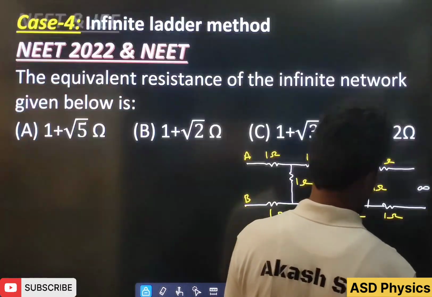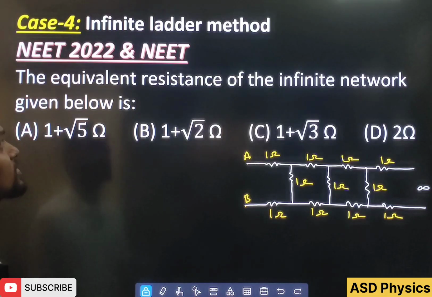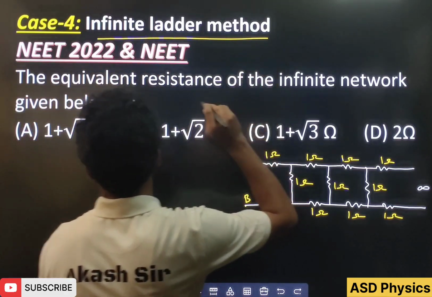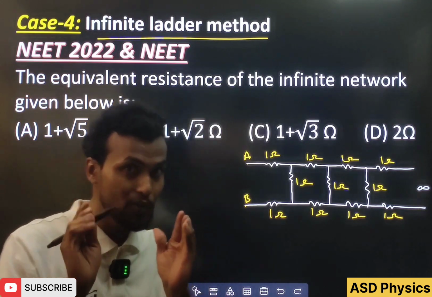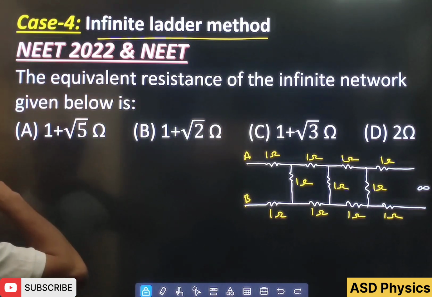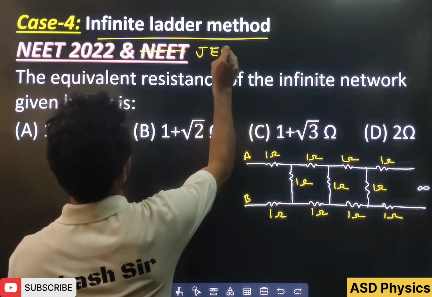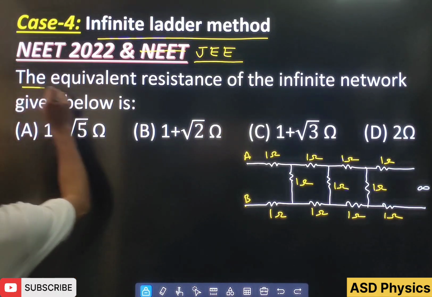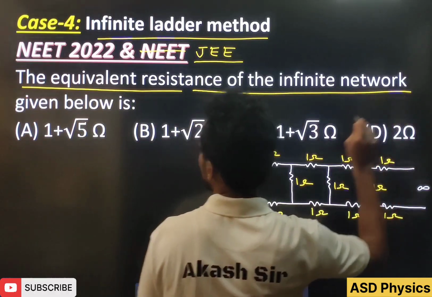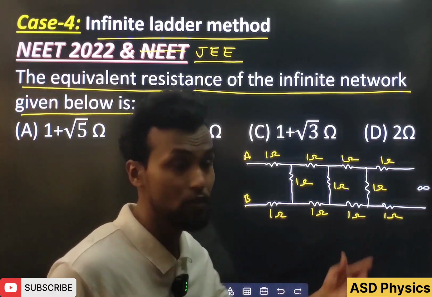Okay, students? So now we are going to see case 4. Case 4, what is this? Infinite ladder method. And this infinite ladder method we are going to learn with a question. So see here, a NEET 2022 question is there, and students, this is important for JEE also. Okay, for JEE also important. Is it? So see here, the equivalent resistance of the infinite network given below is how much, and this kind of circuit is given. Okay, students.